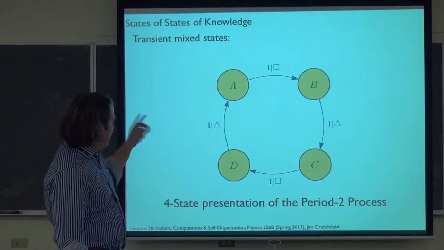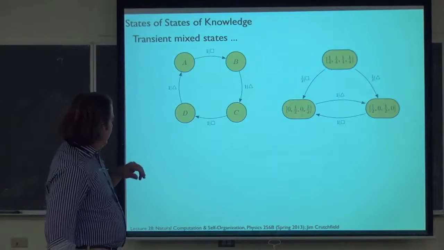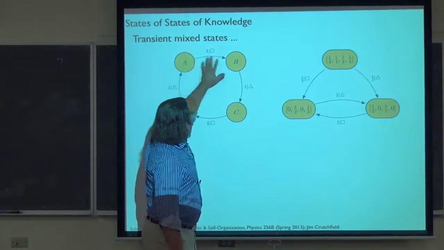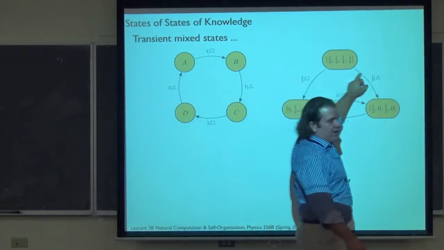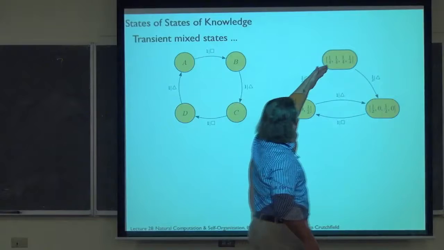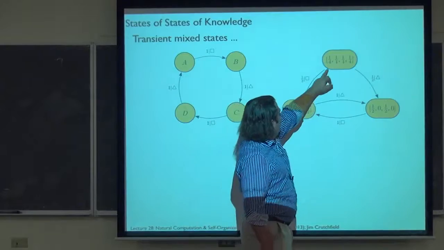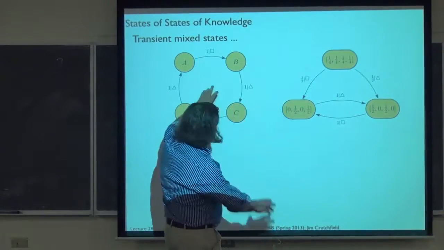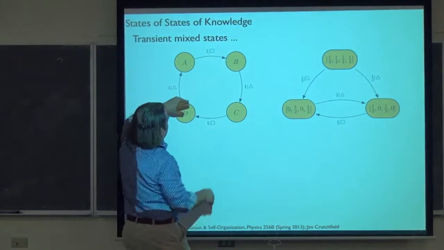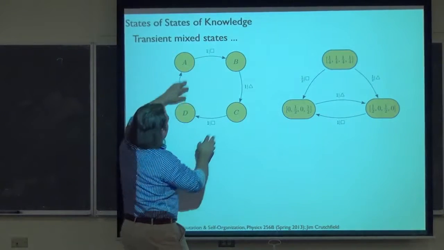So let's go through and calculate the mixed state presentation of this four state presentation of period two. We start out with pi for this, so we put a quarter probability on each of the states. That's the start mixed state. Then we just do the calculation and push it forward: if we've seen a square, push it forward; if we saw a triangle. Also notice that if I see a square, there are just two states that I could go to, B and D. Or if I saw a triangle, I can only go to A or C.